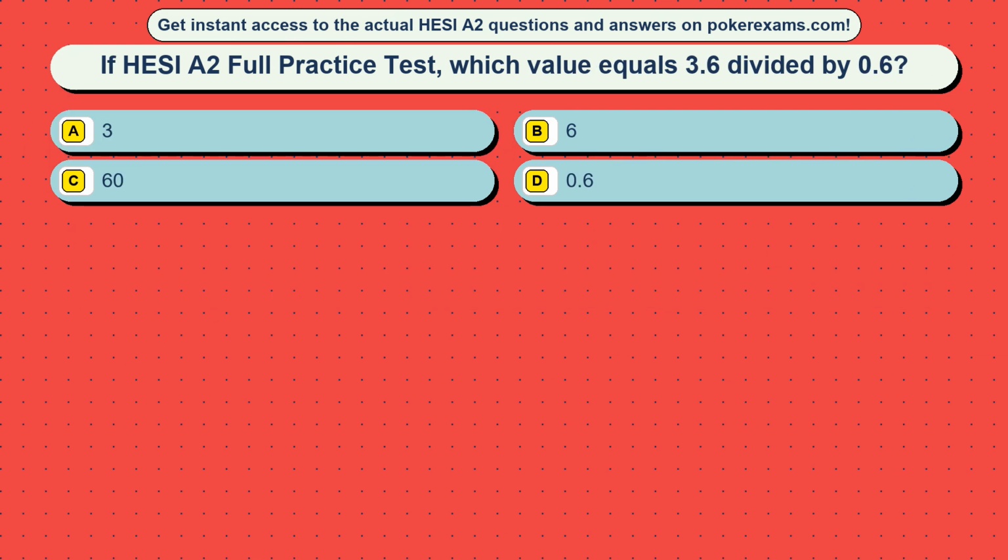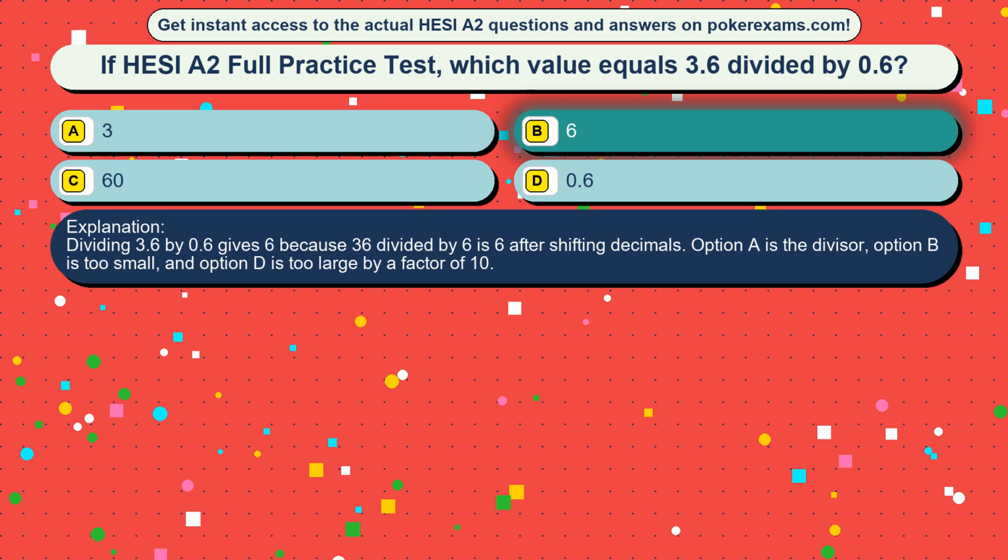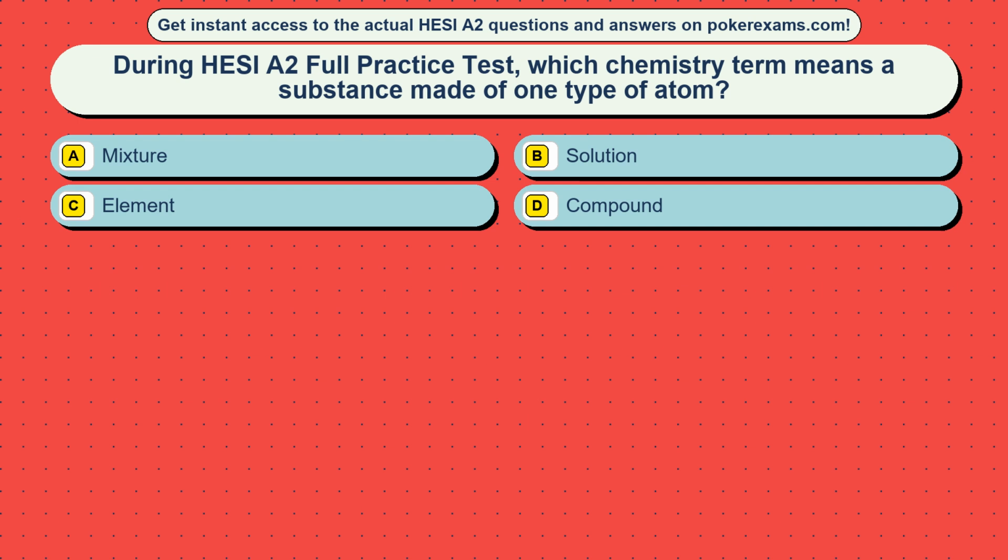Question 10. If HESI A2 full practice test, which value equals 3.6 divided by 0.6? Option A, 3, option B, 6, option C, 60, option D, 0.6. The correct answer is option B, 6. Dividing 3.6 by 0.6 gives 6 because 36 divided by 6 is 6 after shifting decimals. Option A is the divisor, option C is too large by a factor of 10, and option D is too small.